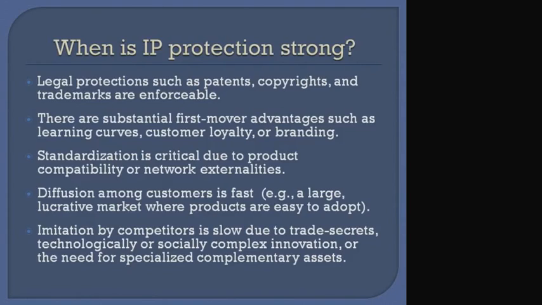And then finally, are there other ways to slow imitation? Maybe it's trade secrets. Maybe the technology is technologically or socially complex in a way that this imitation is going to be slow. And this is what we talked about last time in terms of sustained competitive advantage again.